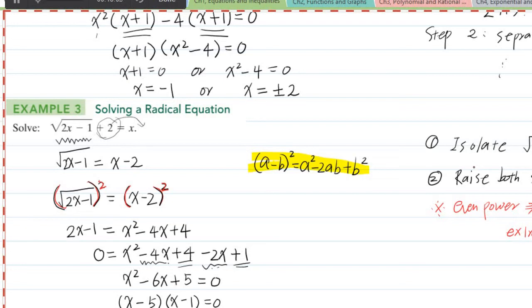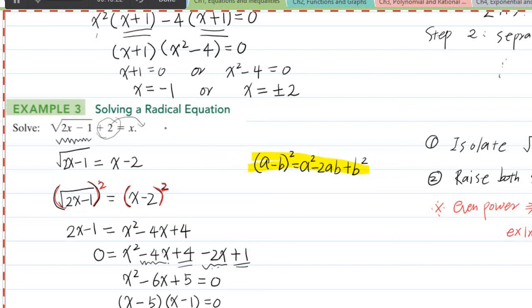Normally I recommend you check your answers, but many of you don't do that. In this case, you must check it. When you raise both sides to a power, because you're forcing it, you could create something that actually is not true.